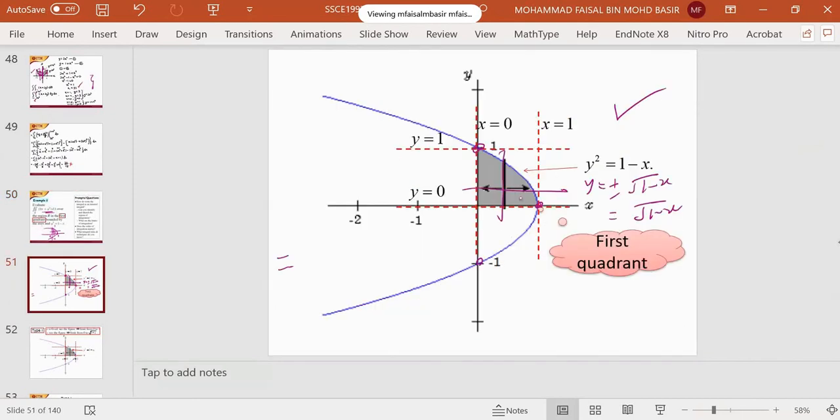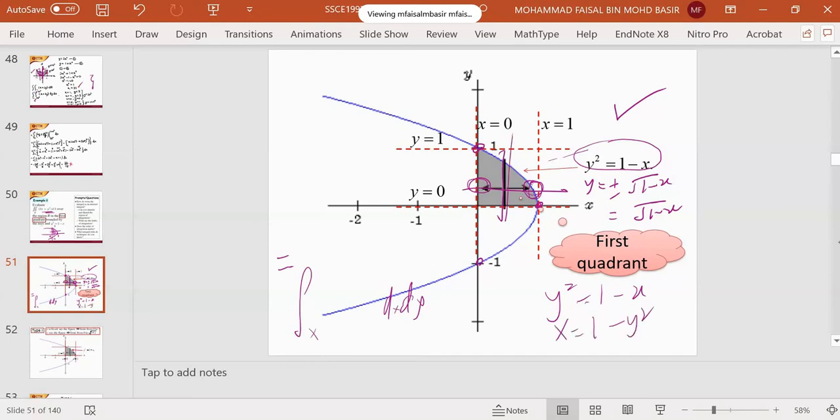Okay, remember for this, let's say I choose type 2. So you have to put from here to here, right? So for this, this is y squared equals 1 minus x. Type 2 means cut at y and x, so for x you have to put x equals something. So x will be 1 minus y squared.